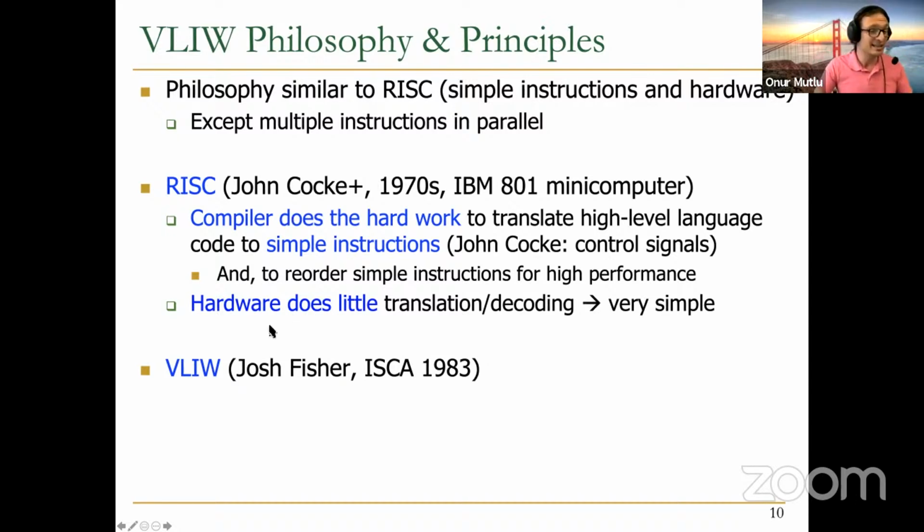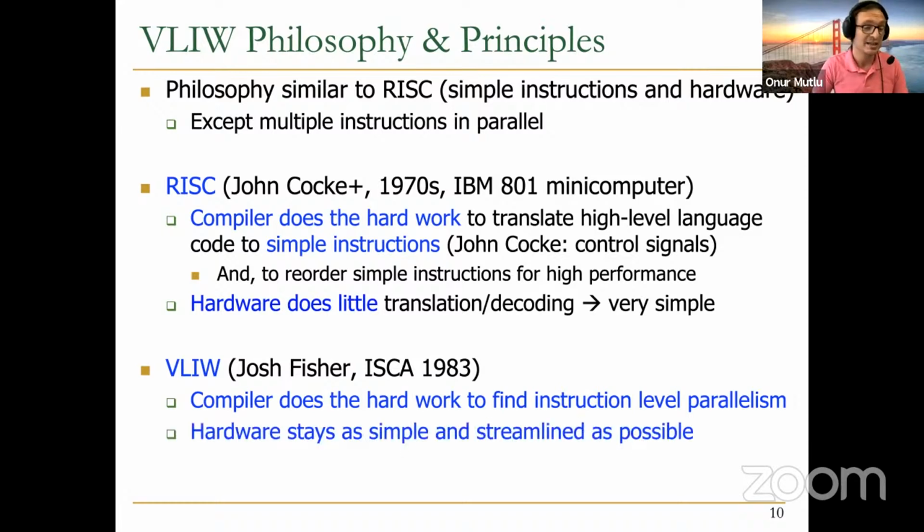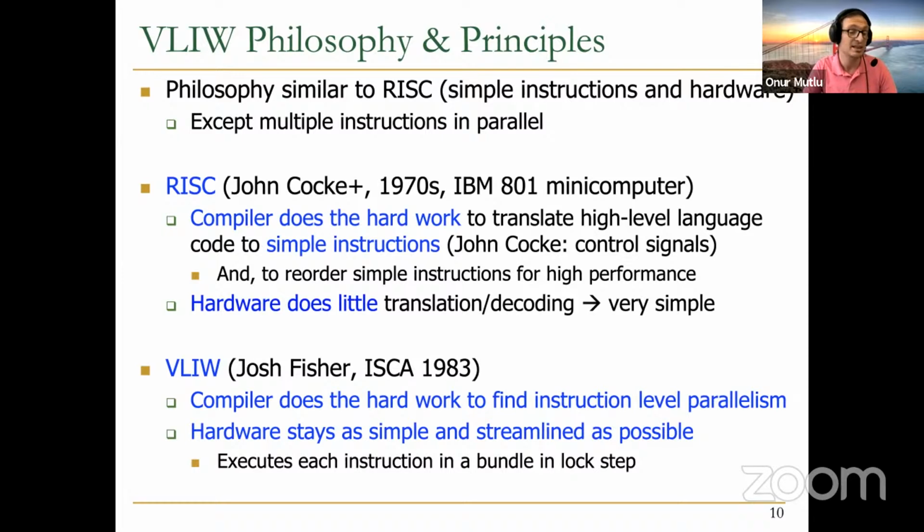So if this is not an easy task to do, VLIW is even harder. So basically, the compiler does the hard work to find instruction level parallelism in VLIW across the same cycle. Within the same cycle, when you fetch multiple instructions, you need to make sure that they're parallel. And hardware stays as simple and streamlined as possible. Execute each instruction bundle in lockstep, and the compiler also schedules the instructions within the pipeline so that hardware doesn't need to do dependence checking.